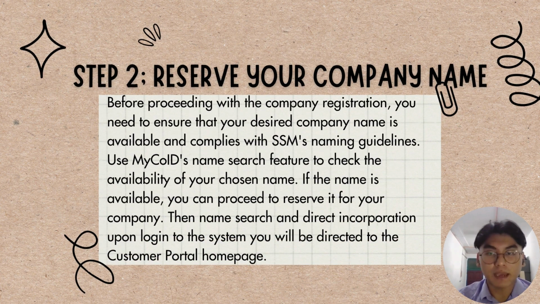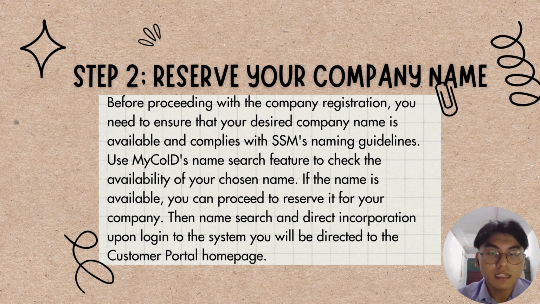Step 2. Reserve your company name. Before proceeding with the company registration, you need to ensure that your desired company name is available and complies with SSM's naming guidelines. Use MyCoID's name search feature to check the availability of your chosen name. If the name is available, you can proceed to reserve it for your company.